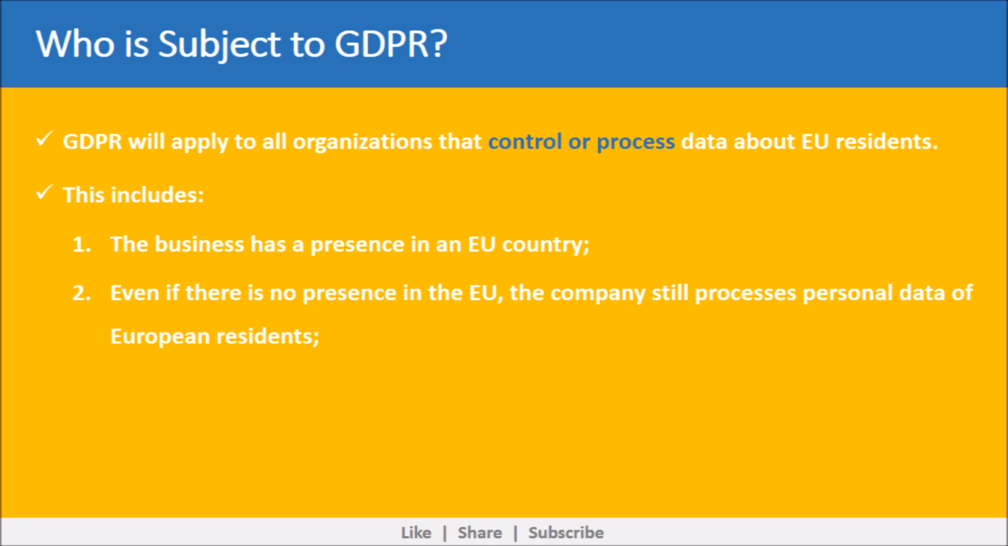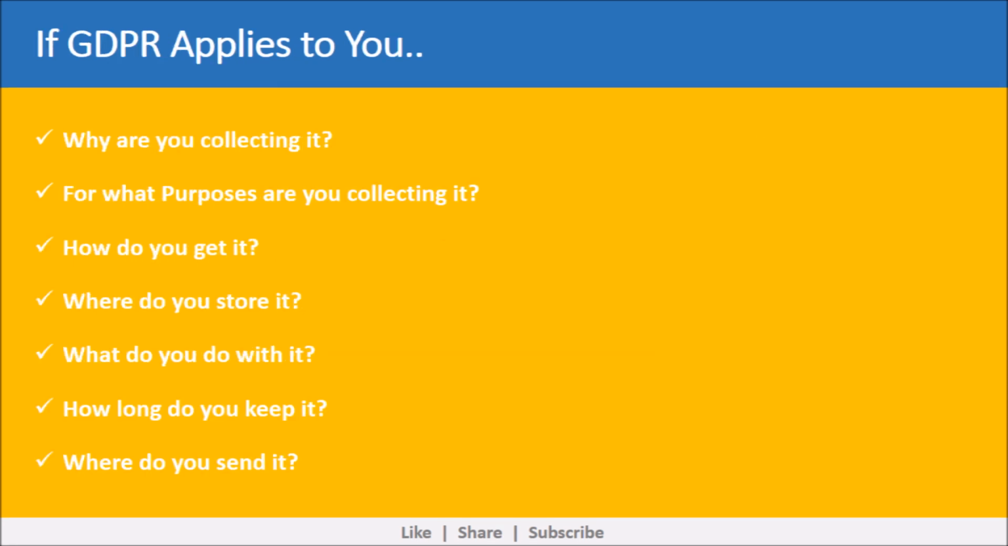Well, since the penalties are huge, let's understand who is subject to GDPR. GDPR will apply to all organizations that control or process data about EU residents. This includes businesses that have a presence in an EU country, or even if there is no presence in the EU, the company still processes personal data of European residents. If GDPR applies to you, you should ask the following questions to yourself or the right stakeholders to see how well you control your data.